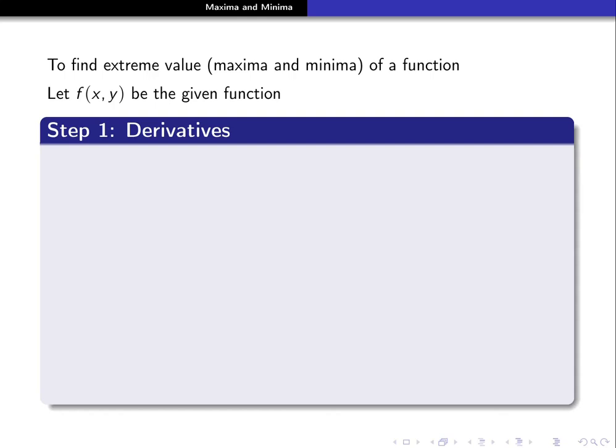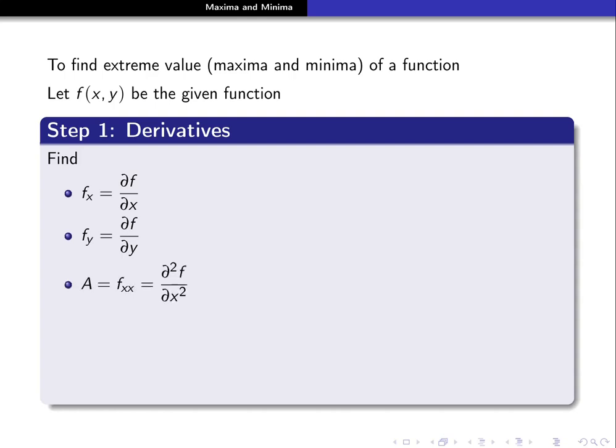Now let us see what the steps are for finding maxima and minima. Step 1: first, differentiate the given function f with respect to x, which is denoted by dou f by dou x. Similarly, differentiate the same function f with respect to y, so we get dou f by dou y.